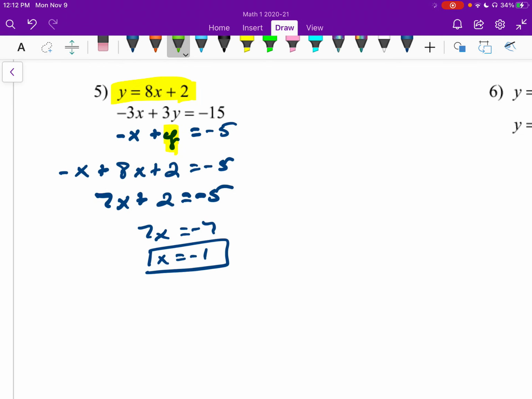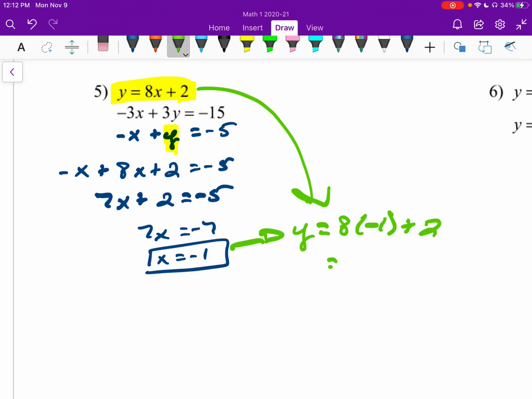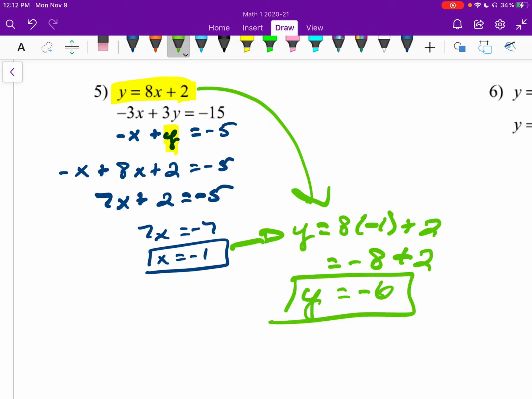I'm going to take this, and I'm going to plug into the top one, because I think that would be the easiest thing. So y equals 8 times negative 1 plus 2, negative 8 plus 2, which is negative 6. I write this as a point, and I write it as negative 1, negative 6, right? x, y.